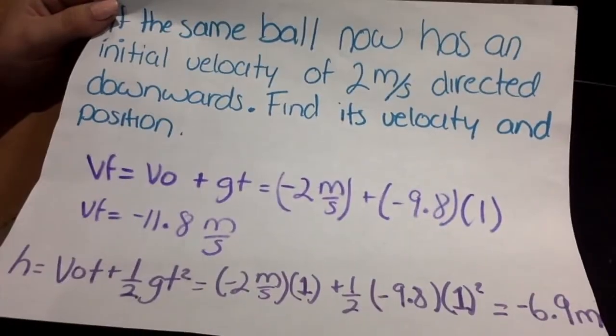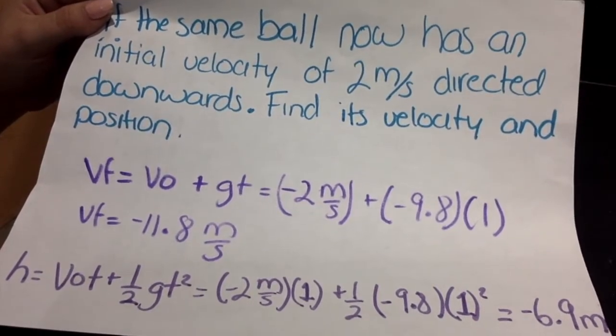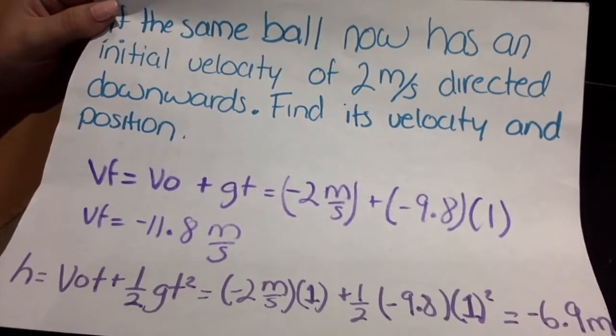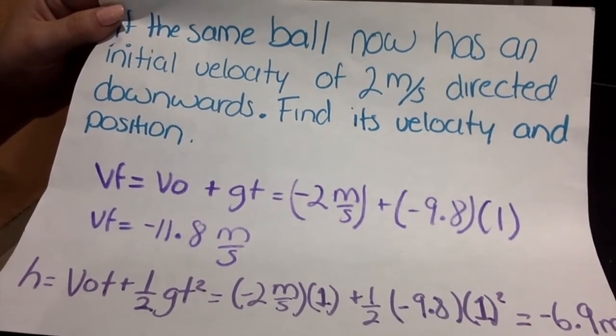Now, an example of solving a problem from this topic is if we have the same ball that we used in the previous problem, and now we have an initial velocity of 2 meters per second directed downwards, and we need to find its velocity and its position. Now, having the problem, we have to identify the data they are giving us. In this case, they are giving us 2 meters per second in the initial velocity directed downwards.